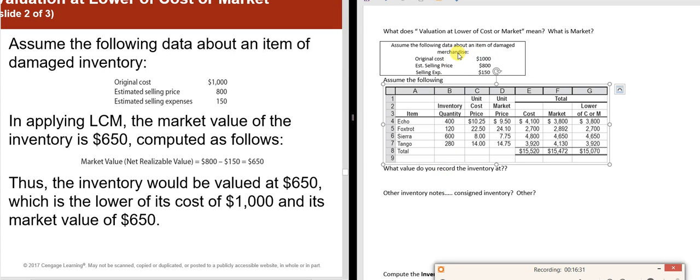So I have my estimated selling price. Here's my original cost. Right now it's on my books for what I paid for it, which is $1,000. You net these two, and they equal $650. What I do is take the lower of 1,000 or 650. 650 is lower, so I write it down on my books to 650. I would credit inventory to get inventory down and debit loss on inventory. So I'm going to do it at 650. Okay. Next one.